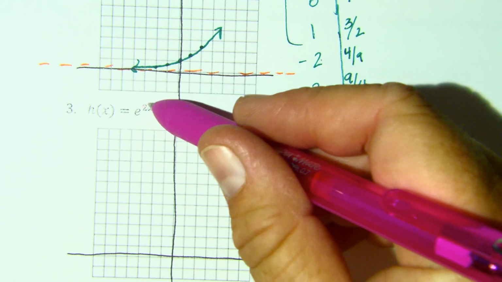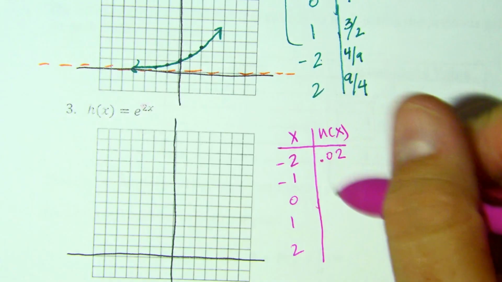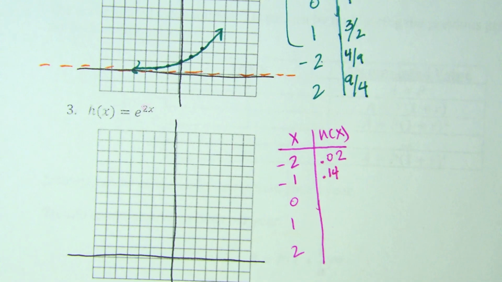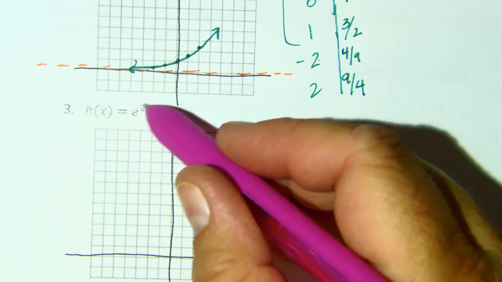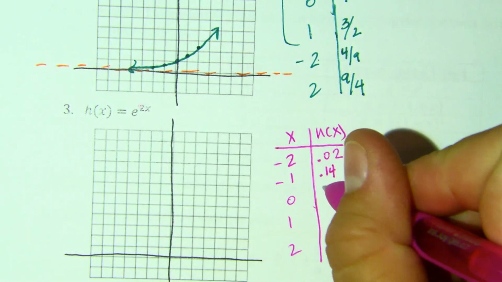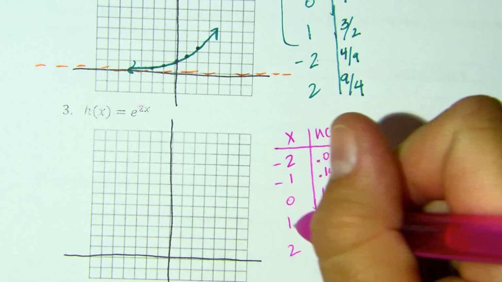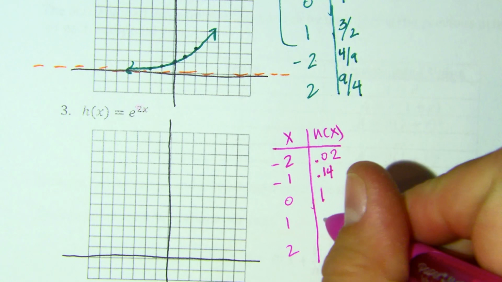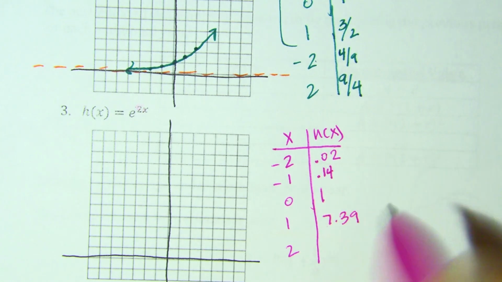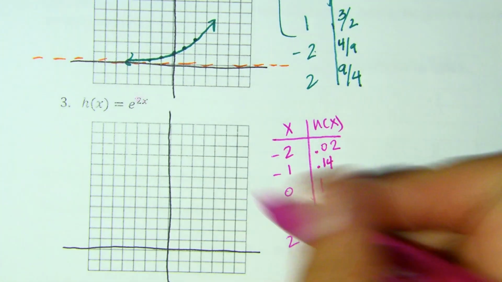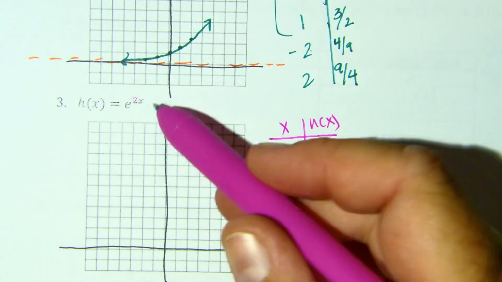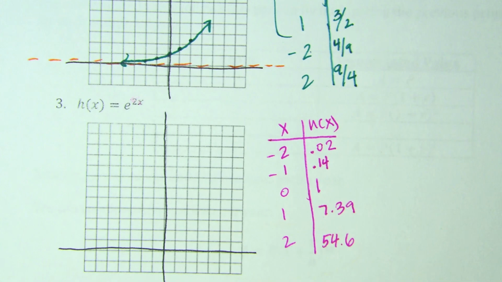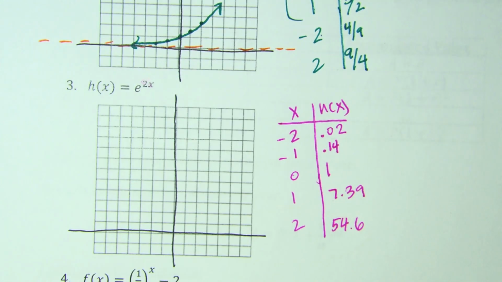-1, -1 times 2 is -2. e^-2 is 0.14. Plugging in 0, 0 times 2 is 0. Anything to the 0 power is just 1. Plugging in 1, 1 times 2 is 2. e squared is 7.39. And then plugging in 2, 2 times 2 is 4. e^4 is 54.6. So that point's way up there. I'm not going to plot that one.